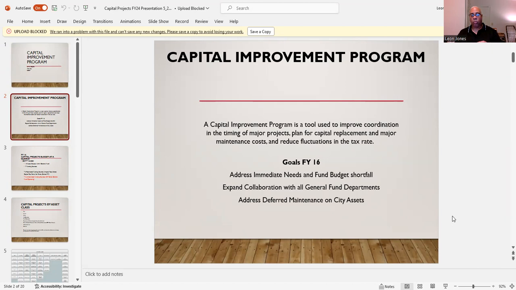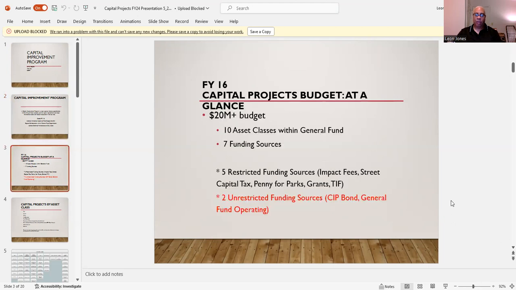Now, what are the goals? Well, with the capital improvement program, you want to address immediate needs and fund budget shortfall. Want to expand collaboration with all general fund departments. Of course, want to address deferred maintenance on city assets. Now, fiscal year 16 capital projects budget at a glance. Now, what you have up here, M stands for million. So you have a 20 million plus budget.